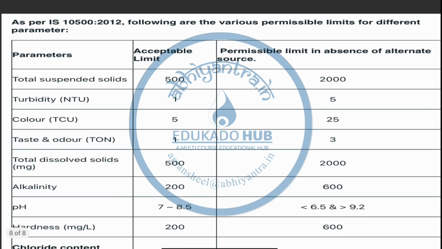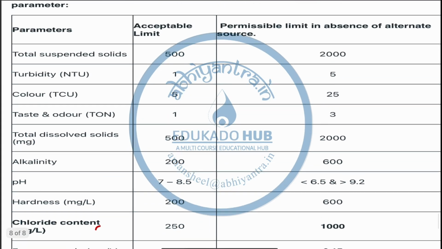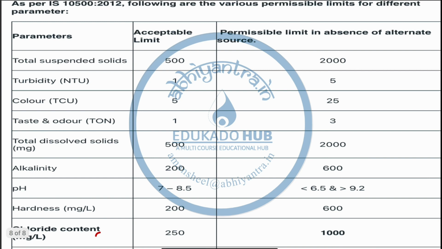So first of all, it is total suspended solids. We should know all the parameters and we should remember that. Total suspended solids acceptable limit is 500 milligram per liter. And if there is no other alternate source, we can go up to 2000. Turbidity 1 NTU acceptable. No alternate 5 NTU. Color 5 TCU, 25 TCU. So like this we should remember.